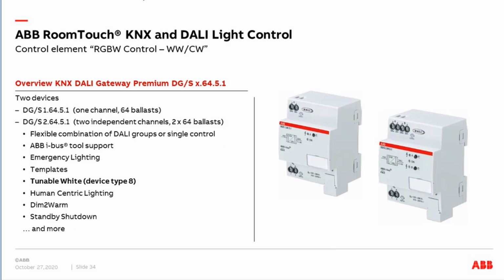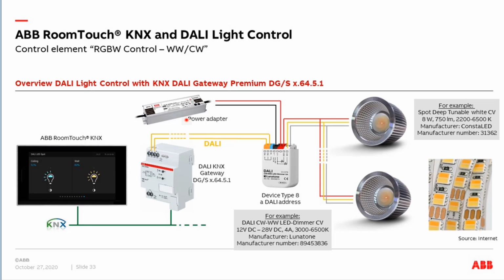Then let's come to the next topic, how we can control device type 8 tunable white spots. So here, the overview, again our ABB RoomTouch with our 2 control elements for tunable white, warm white, cold white. I have 2 spots again. For the DALI gateway, we need the KNX DALI Gateway Premium DGS X6451, because only the 51 supports device type 8 DALI drivers. So device type 8 supports, for example, these tunable white spots.